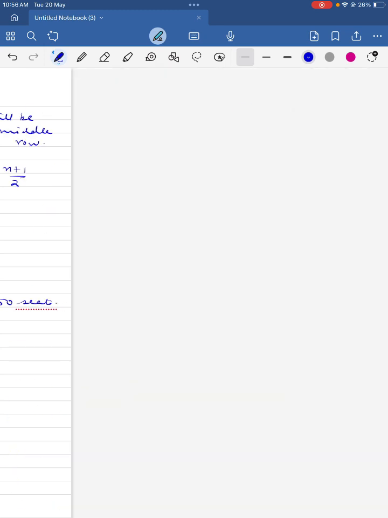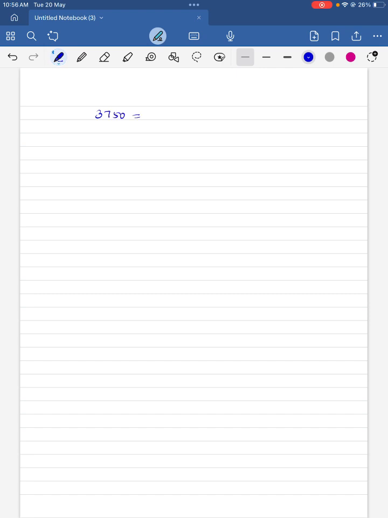Okay, let me open up the bracket. So 3750 is equal to 25n plus 5n squared. Now let me bring all terms to one side. So 5n squared plus 25n minus 3750 is equal to 0. Now let me divide throughout with 5, and I would have n squared plus 5n minus 750 is equal to 0.